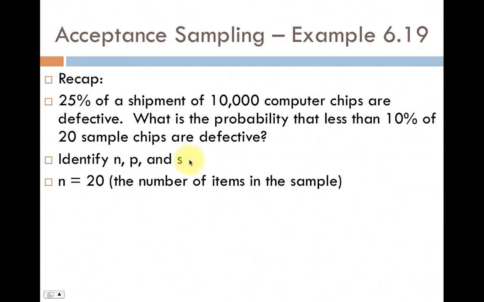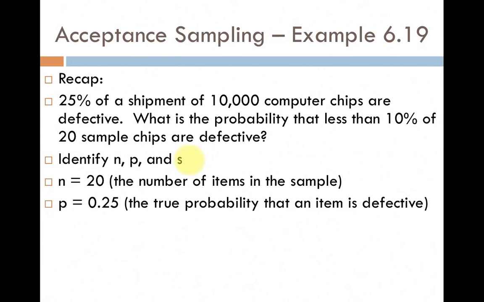N is 20, those are the number of items in the sample. P is 0.25, that's the true probability that a single item is defective. P is the probability of success on a single trial. And a single trial is a single chip. What's the probability of that one chip being defective?